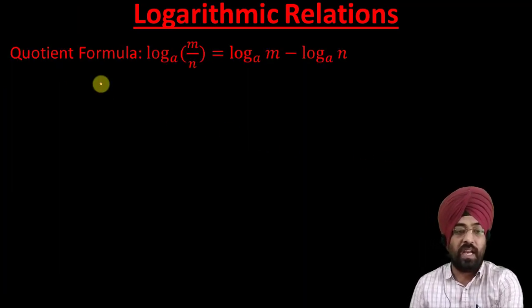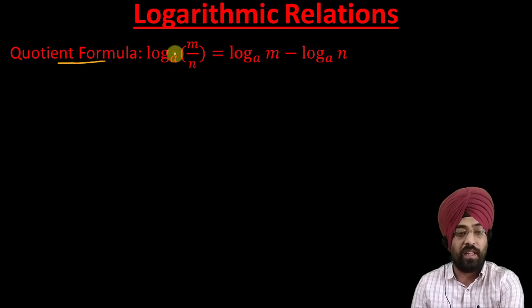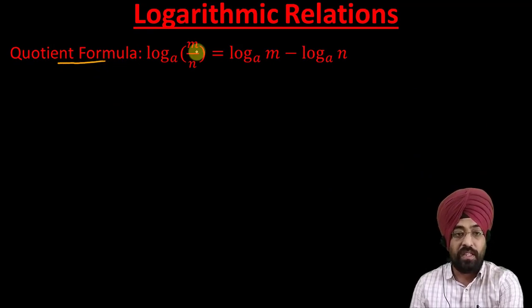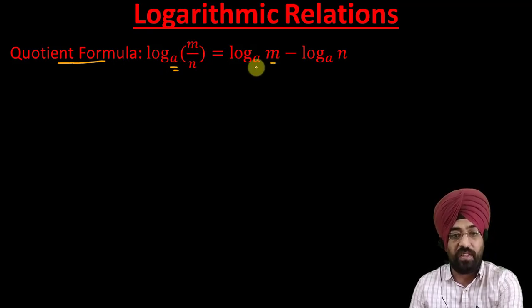Similar to this, we have a quotient formula. If we have to find the log of two numbers which are divided by one another, so log of m by n with base a is equal to log of m with base a. Now we get here a negative sign.